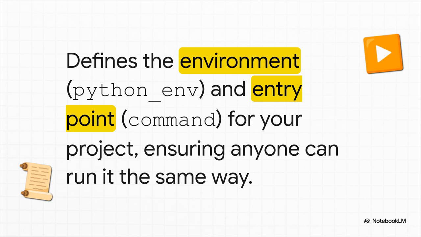Let's just quickly break it down. The python_env line points to a lock file of your exact dependencies. This means the environment is going to be identical every time. Then this entry point section defines the exact command to run your code. Basically, this file is your project's entire recipe for reproducibility.